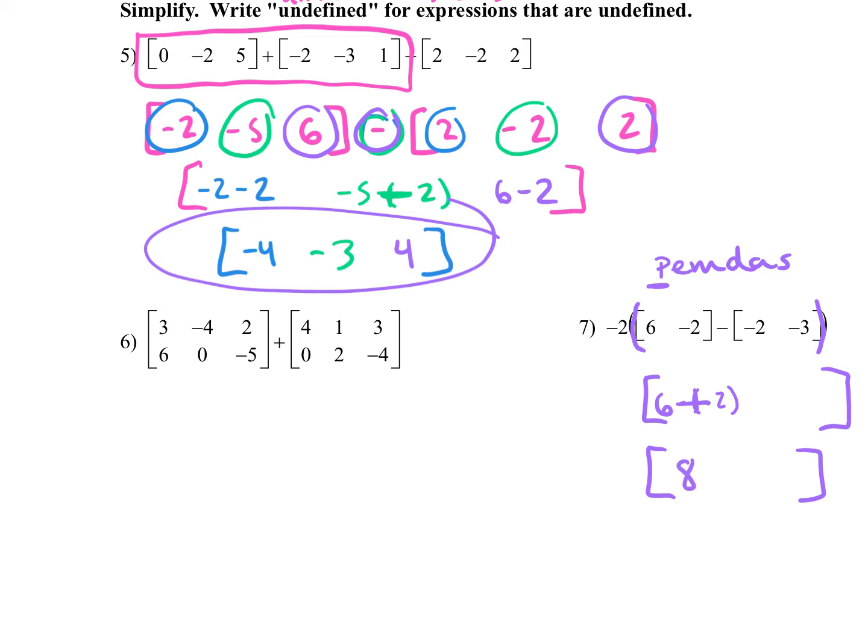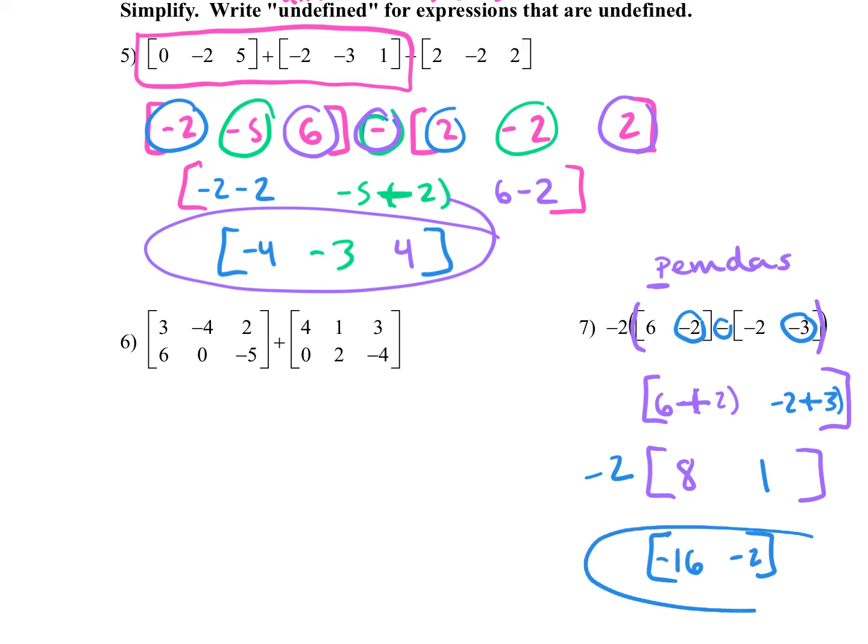8. And then next I have -2 minus -3. This becomes a plus, so it's -2 plus 3. -2 plus 3. 1. And then I still have to multiply it by the -2 outside. So what would my answer be? -2. So I just make sure that gets distributed to both things on the inside.